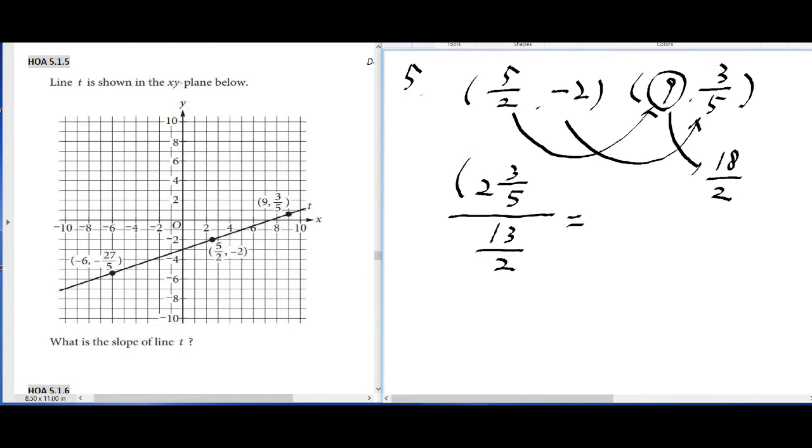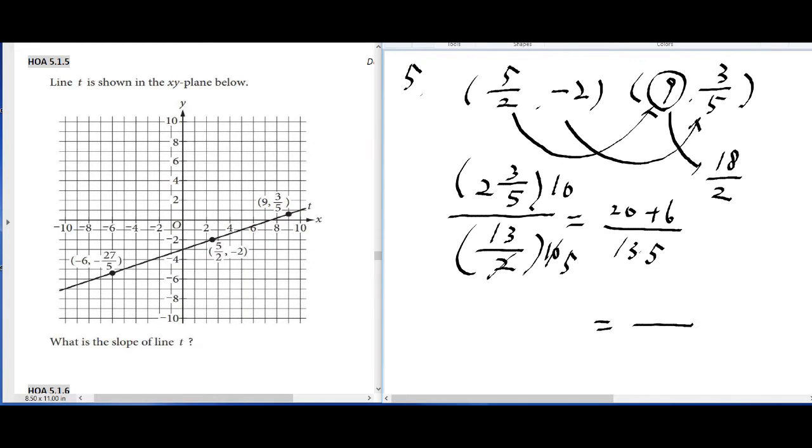Okay, I don't want to do that. I just multiply by 10 and 10. This is how to simplify a complex fraction, okay? You just multiply top and bottom by the least common denominator, 5 and 2, okay? So the bottom becomes 13 times 5, right? How about this one? 2 and 3/5 times 10 is just 26, right?